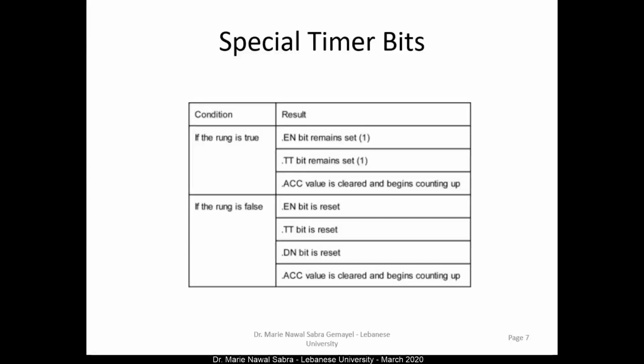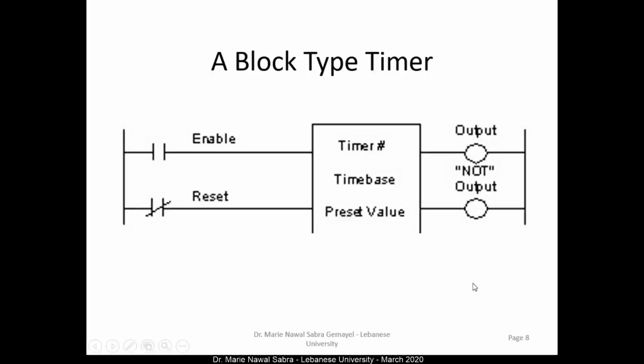So in here, if the rung is true, so the enable bit is set, it's equal to 1, the timer timing is equal to 1, and the accumulated value starts counting whenever the enable bit goes to 1. When the rung is false, this means the enable bit has gone to 0 and the timer resets, so all the bits go back to 0 and the accumulated value is cleared, it doesn't begin counting.